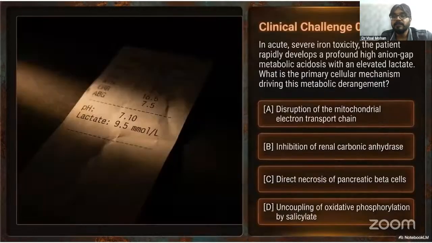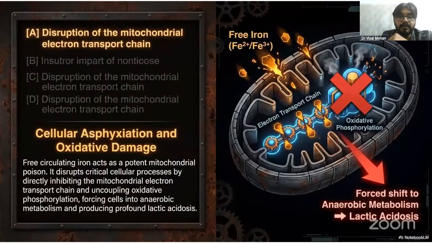In acute severe iron toxicity, the patient rapidly develops a profound anion gap metabolic acidosis with elevated lactates. What is the primary cellular mechanism for metabolic derangement? Disruption of mitochondrial electron transport chain, inhibition of renal carbonic anhydrase, direct necrosis of pancreatic beta cells, or uncoupling of oxidative phosphorylation by salicylate? The answer is disruption of mitochondrial electron transport chain.